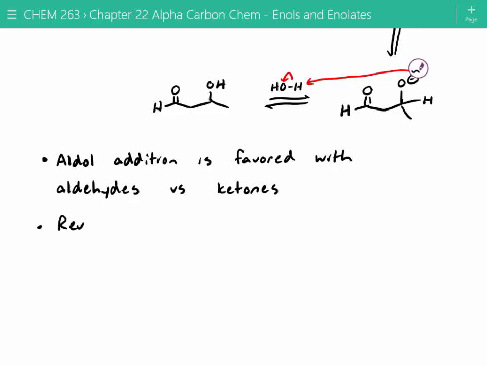And in this case, the reverse reaction can be used to go back to starting materials.